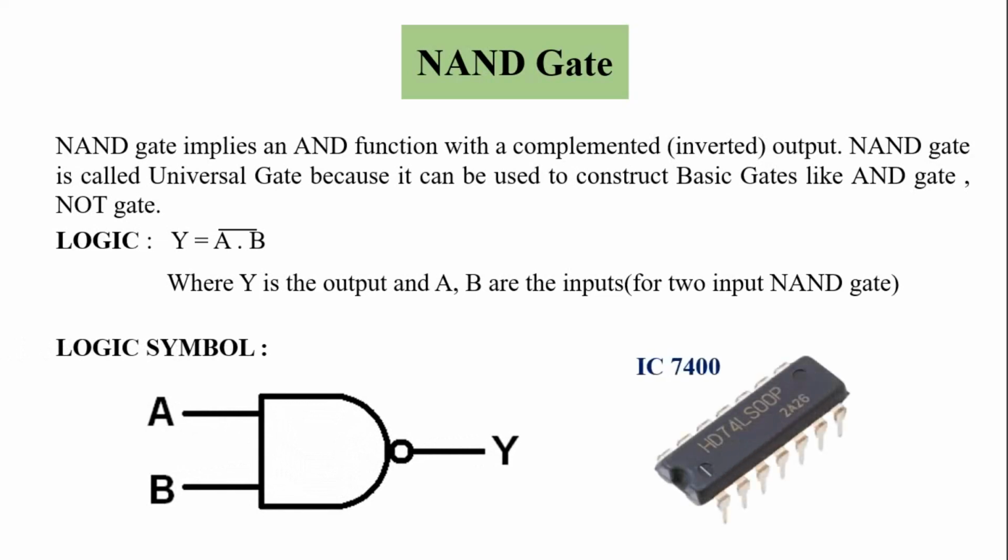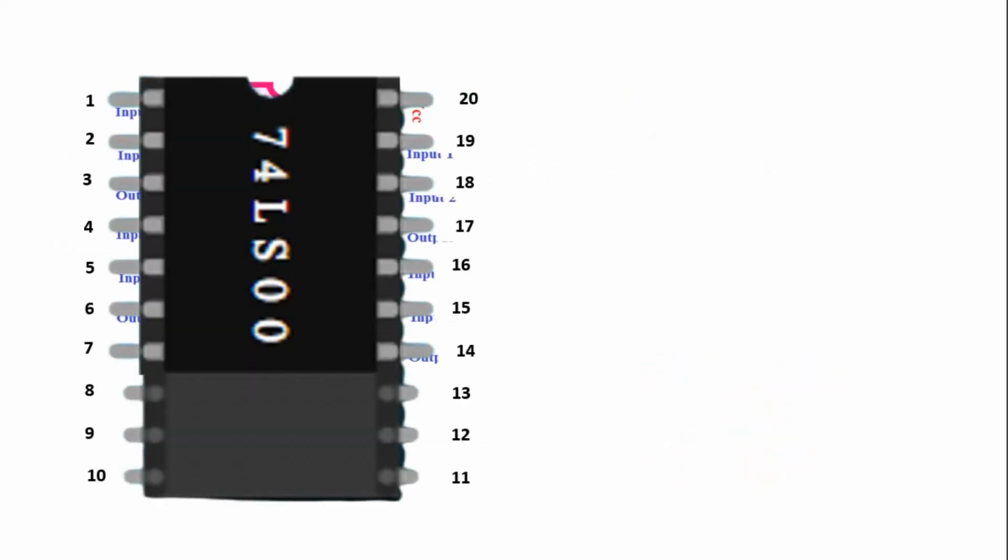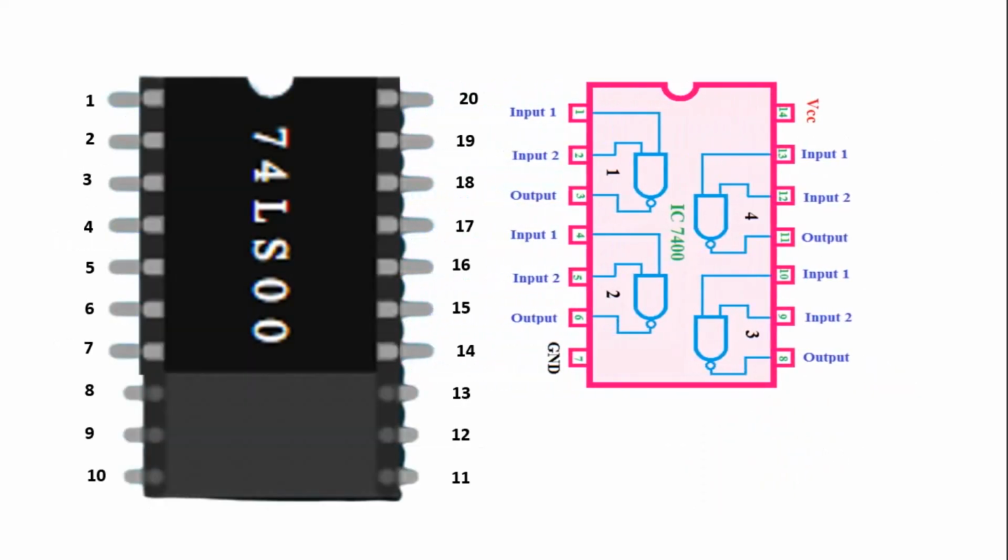The NAND gate IC number is 7400. This is the pin configuration of IC 7400. The pin configuration is similar to IC 7408 and IC 7432. Here there are 4 NAND gates in this IC. Input and output combination, alignment, everything is similar.